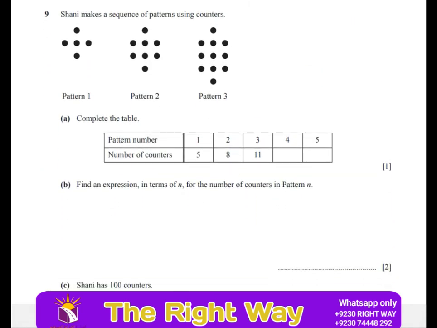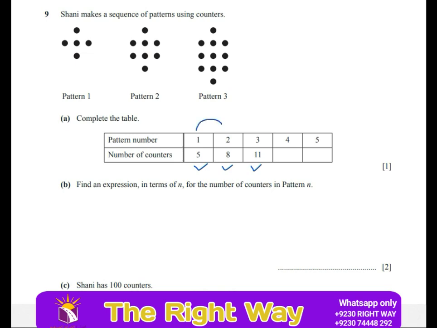Question number 9. Shani makes a sequence of patterns using counters. In pattern 1, she used 5 counters. In pattern 2 she used 8 counters. In pattern 3 she used 11 counters. So now what will be the fourth and fifth pattern? How many counters are used in the 4th and 5th pattern?